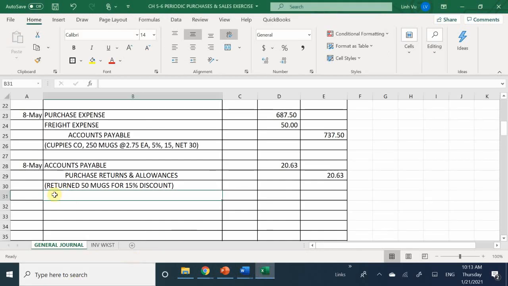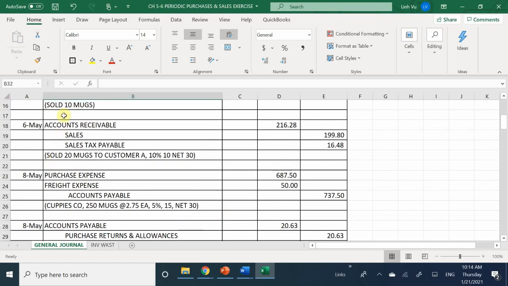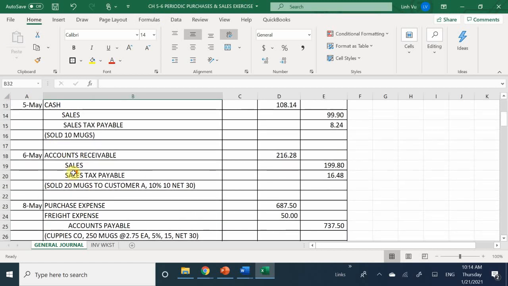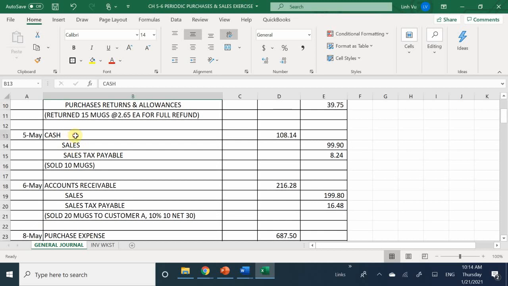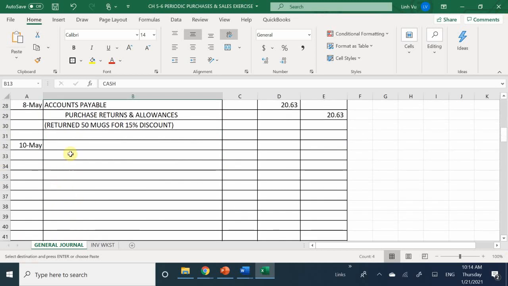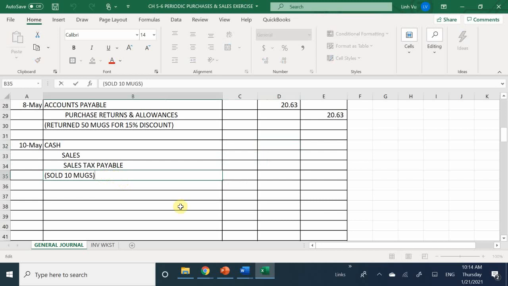Debit cash, yeah. On May 10, we're going to debit cash. What else are we going to debit? Sales. I mean, sorry, not debit. Sales, okay, so I'm going to go ahead and copy and paste up here. Good. And how many mugs did we sell? We sold 30.